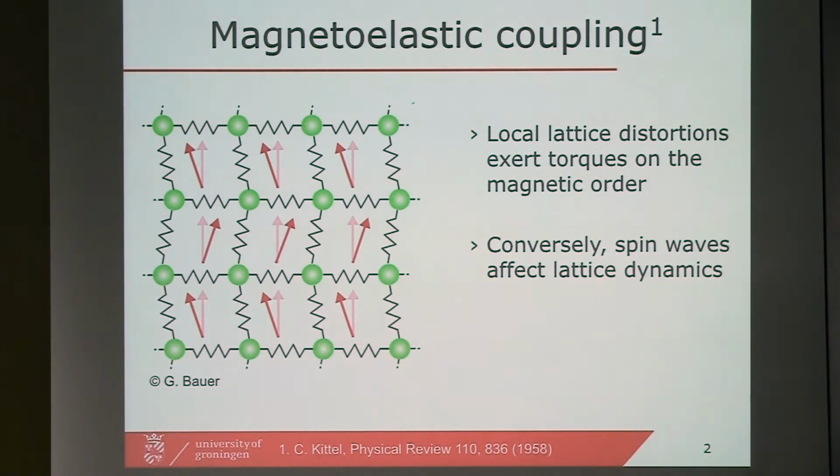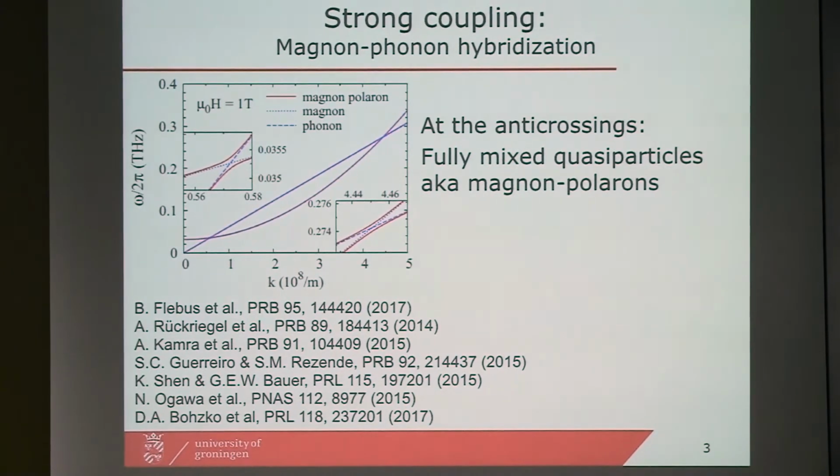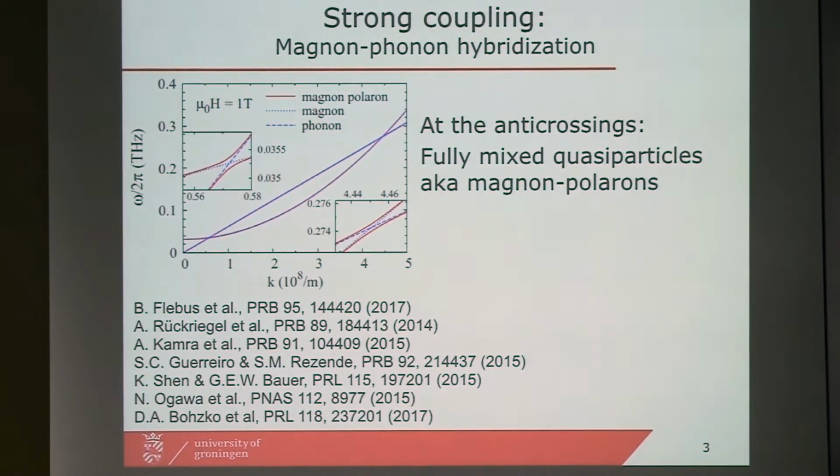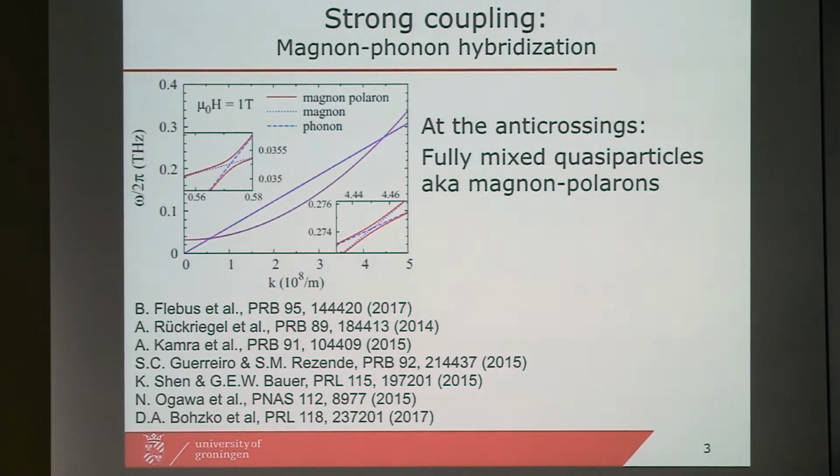Now this in itself is nothing new. It was first described by Kittel more than half a century ago. But despite the fact that this is quite well known, it still causes surprises even nowadays. There has been a lot of recent work on the magnetoelastic coupling, in particular in magnetic insulators, where I should of course also mention the work that Vitali presented in this workshop, showing that this magnon-phonon hybridization can lead to a bottleneck effect in yttrium iron garnet.